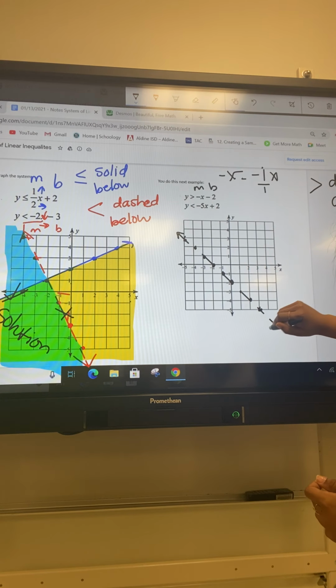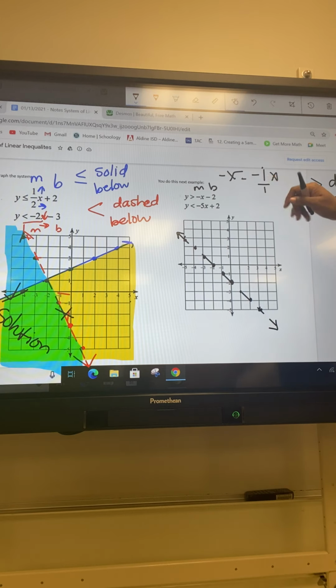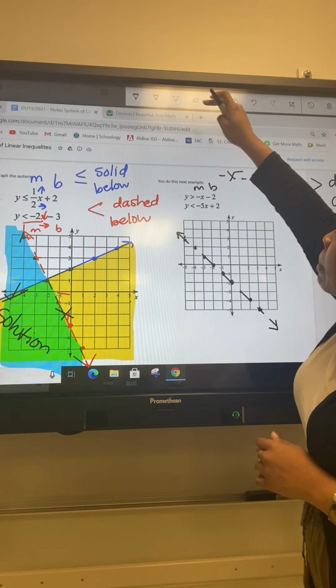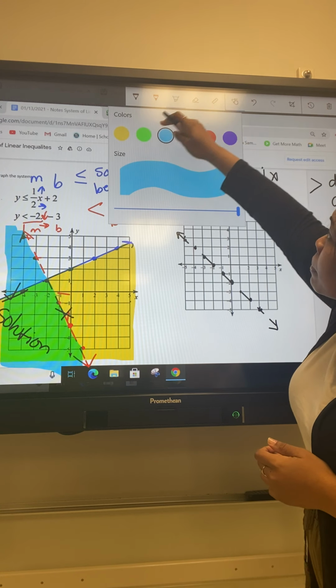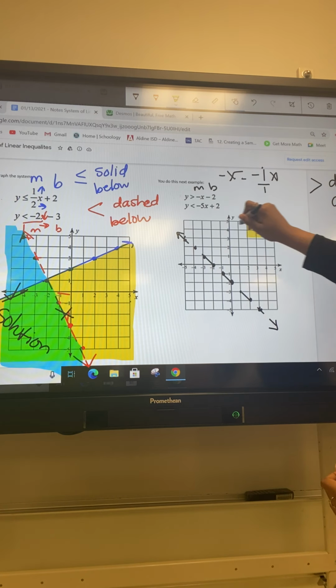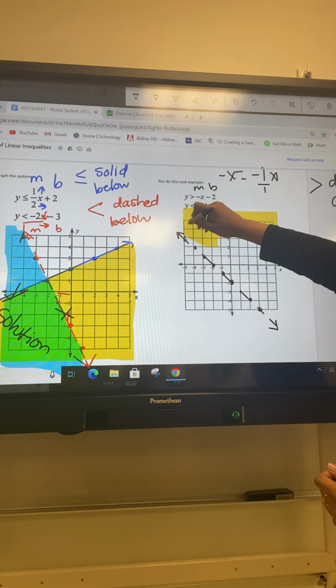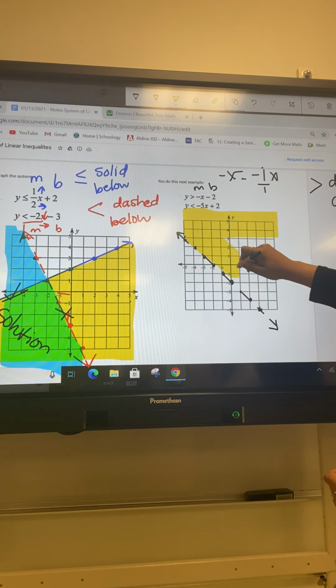All right, so that's our line. It is dashed, and we need to shade above. So that's going to be easy to see everything up top. So then I'll take my highlighter, and I want to shade everything that is above this line. That's all going to be my solution set. Everything above this line, all right?